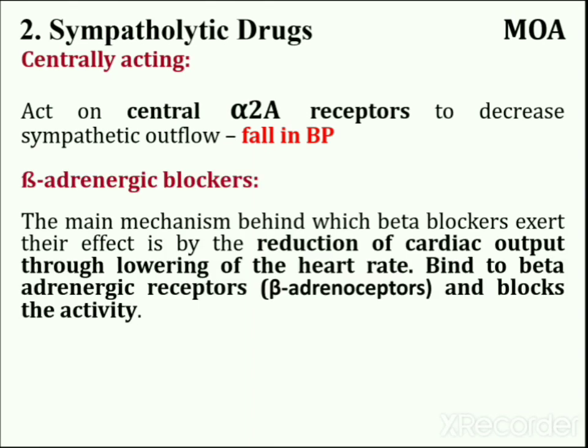Mode of action of beta-adrenergic blockers. The mechanism behind which beta blockers exert their effect is by the reduction of cardiac output through lowering of the heart rate. They bind to beta-adrenergic receptors and block the activity of normal ligands such as norepinephrine or epinephrine from binding to the beta-adrenoceptor by competing for the binding site. Beta blockers bind selectively to beta-adrenoceptors, acting as competitive antagonists.